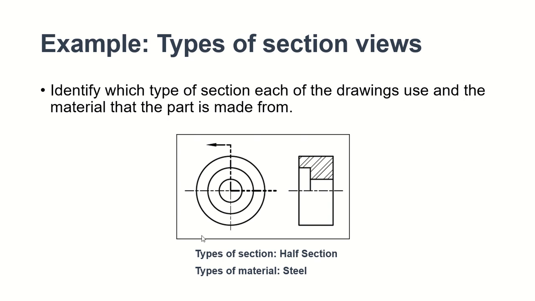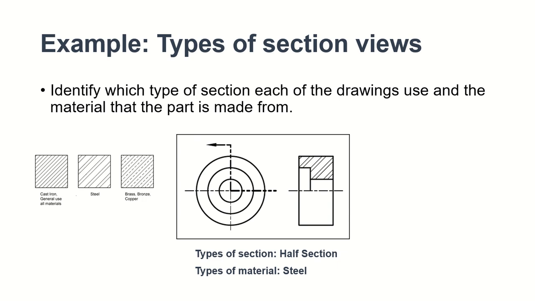This is your example, and here we have to tell by looking at this diagram the type of section and then what type of material we are using, okay? So in this example, you're going to identify what that section type is, and then your material. Here your cast iron, general use, all materials line like that. The pattern for steel is like this, and your brass, bronze, and copper pattern is like this.